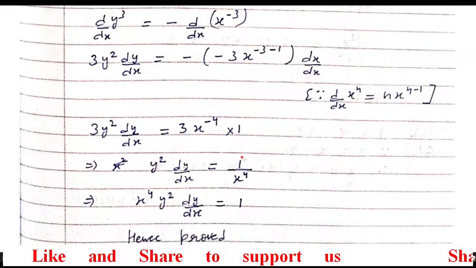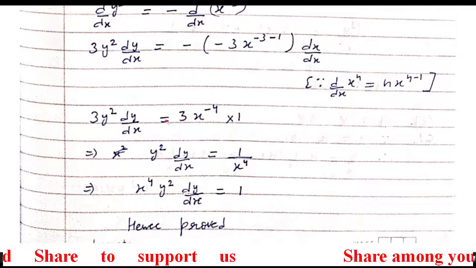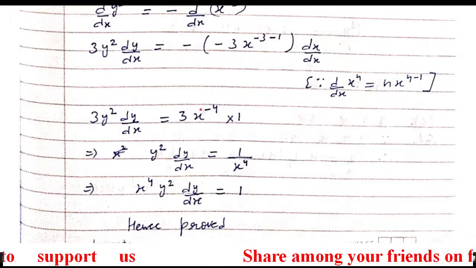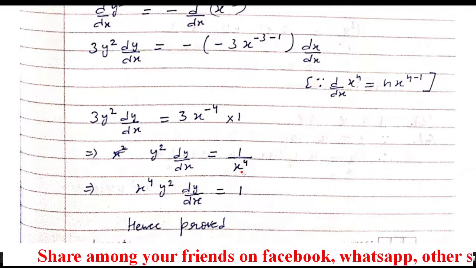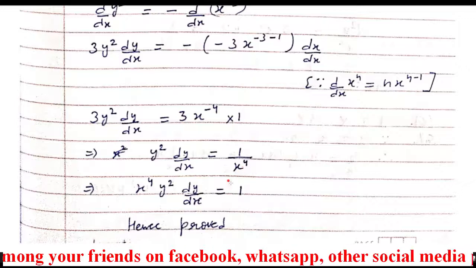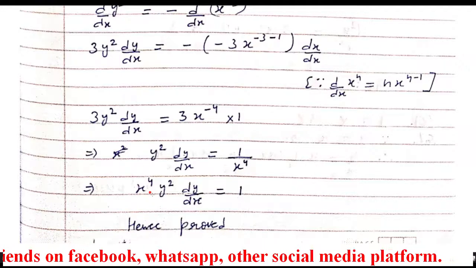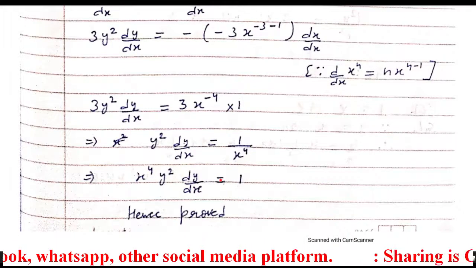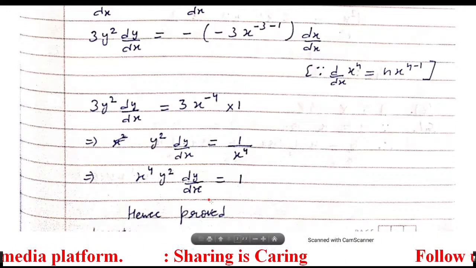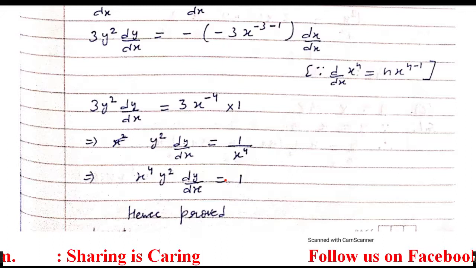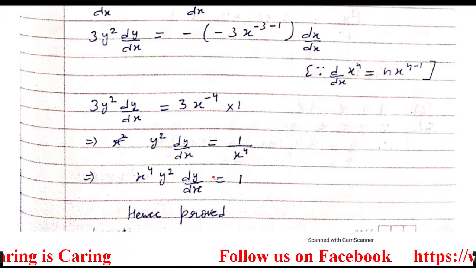Now this 3 and this 3 both will cancel each other, and since its power is negative, it will shift down. Now x to the power 4 is in division, so when it comes to this side it will multiply, and this is the required result which we have to prove. Hence this result is proved. So question number 5 and 6 are completed.